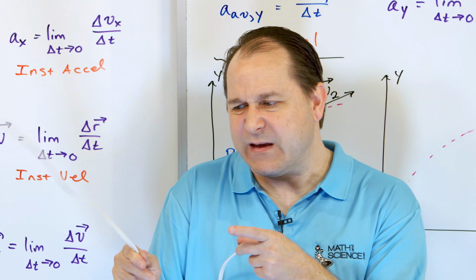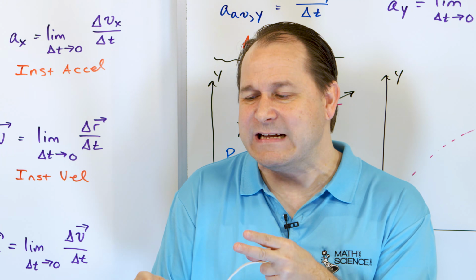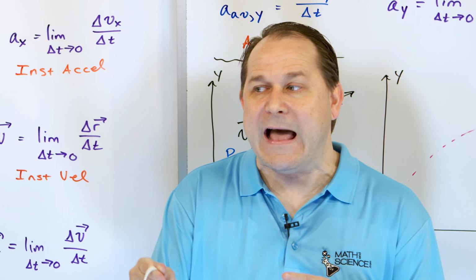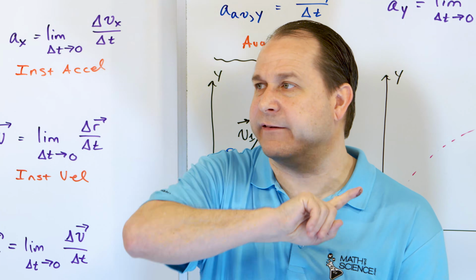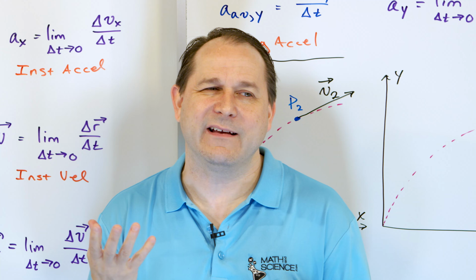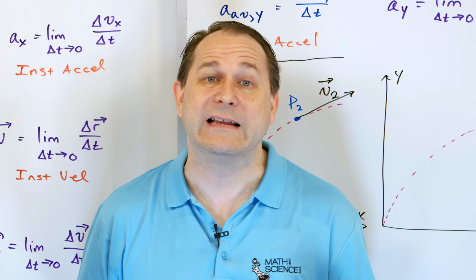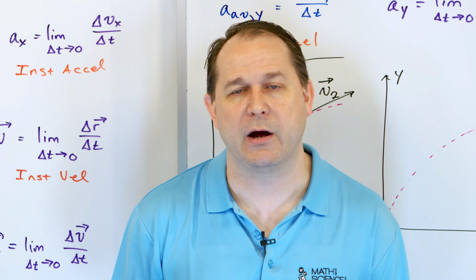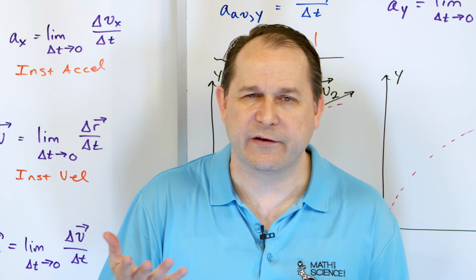If I actually got scissors and cut the cord here, as I'm flinging it around like this, what's going to happen? It's going to fly off in some straight direction. We're going to learn about this a little bit later, but basically objects always tend to move in a straight line unless they're acted upon by an outside force. We're going to talk about that a lot later.